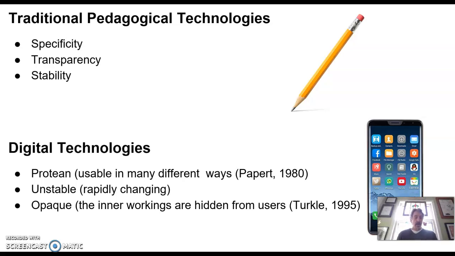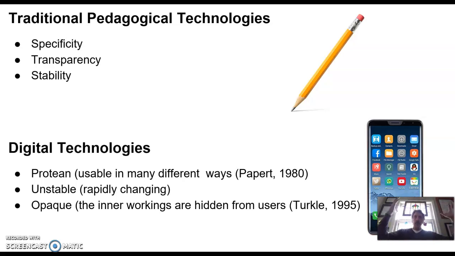They're unstable, right? Imagine this phone in comparison, for you guys who are old enough, to the Nokia phone that was given to me when I signed up for a cell phone account back in the 2000s, and how much they have changed over the last 15 or so years. And they are opaque. With these technologies, unlike the pencil, we don't know what's going on in this box, right?